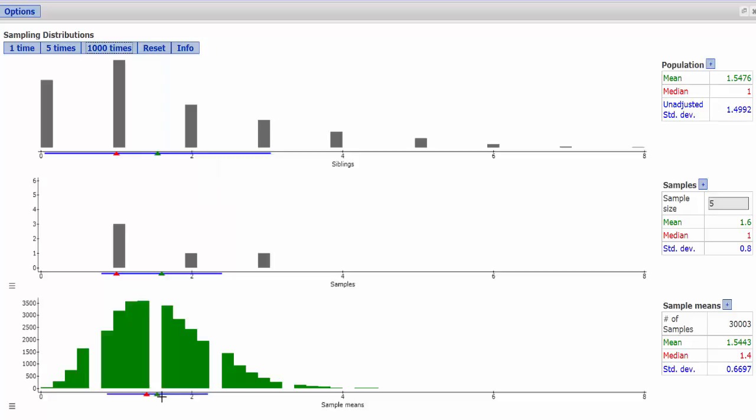So here you can think of the average of all the averages as equal to what we're trying to estimate, which is the population average. And our sample means are going to fall closer to this population average than our individual observations.